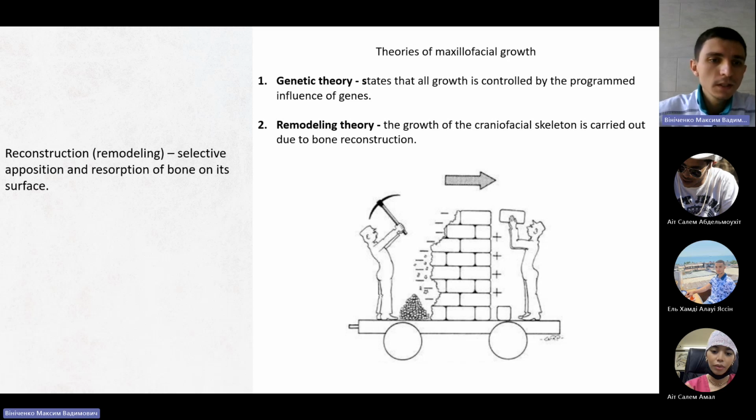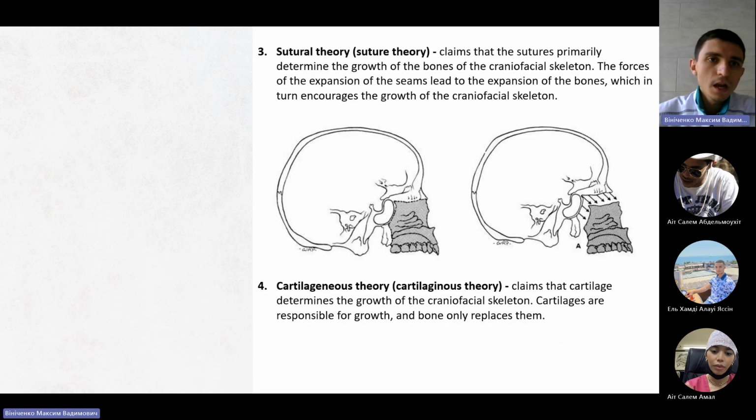So here we could see the reconstruction of the bones. The reconstruction, or it is also called the remodeling, is a selective apposition and resorption of bone on its surface. So on the right side, we could see the process of deposition, and here is the process of resorption. So that is the second theory, the remodeling theory.